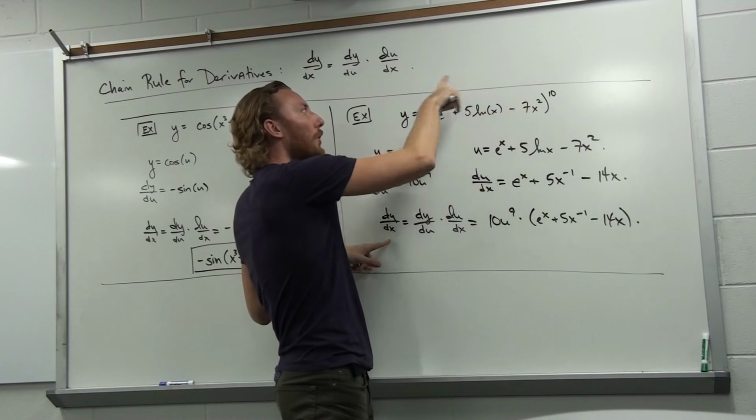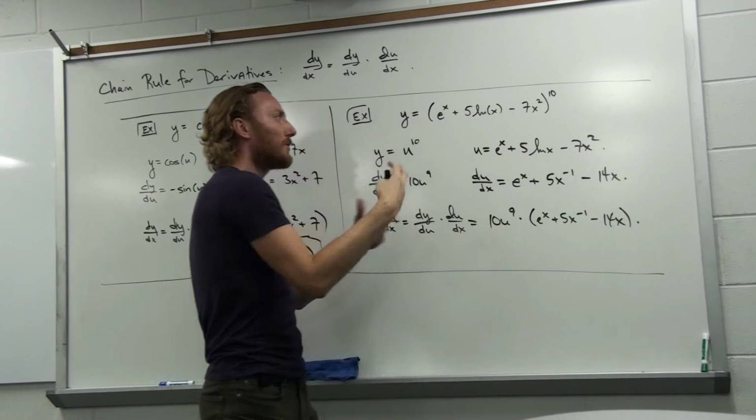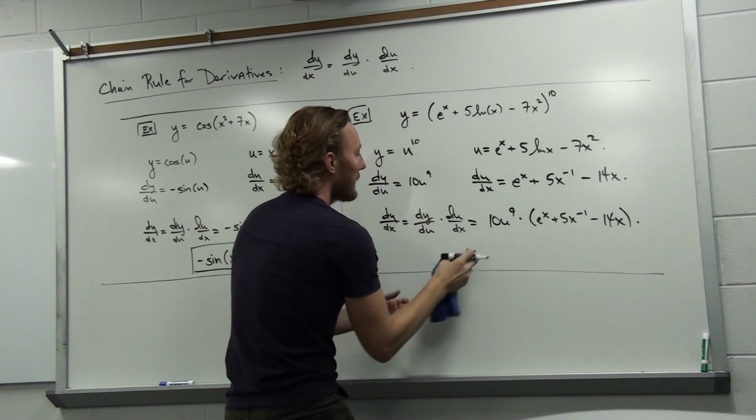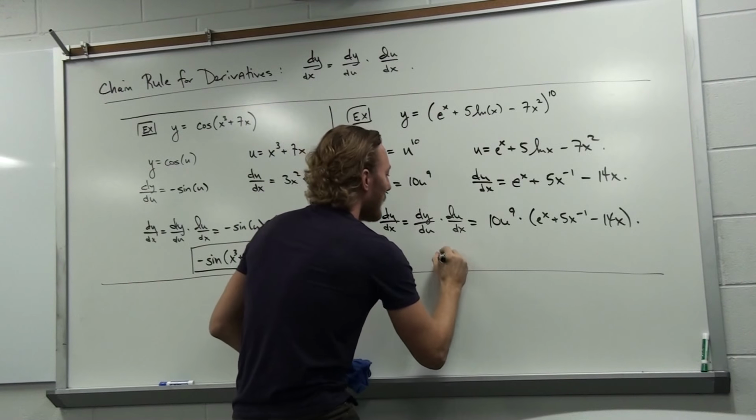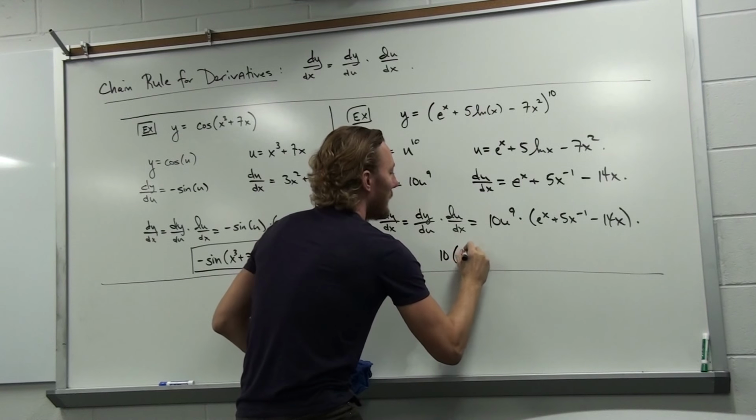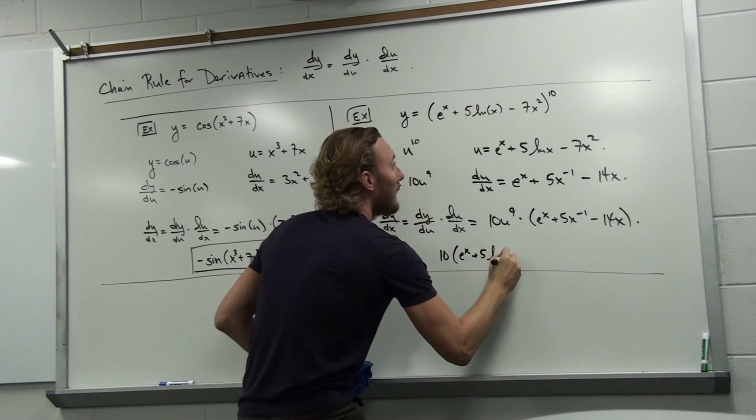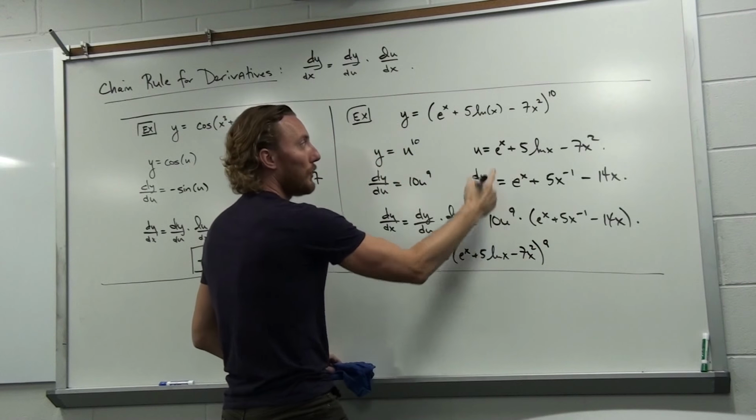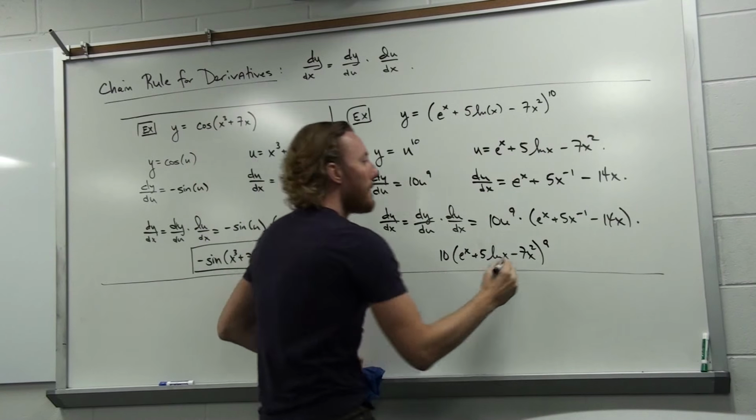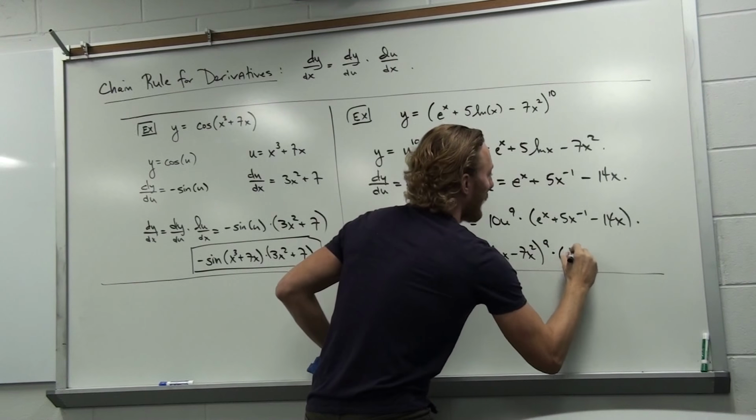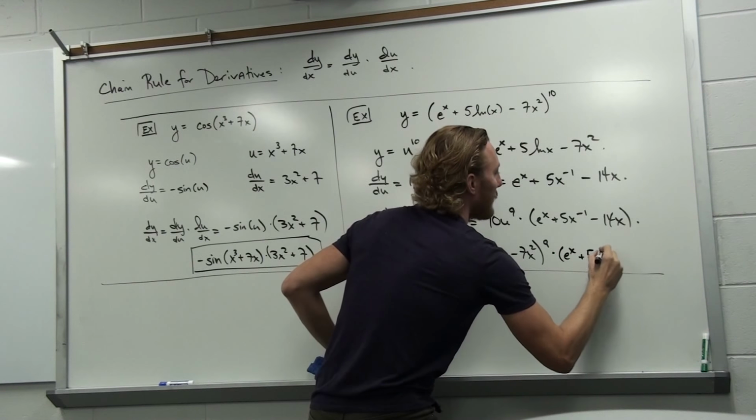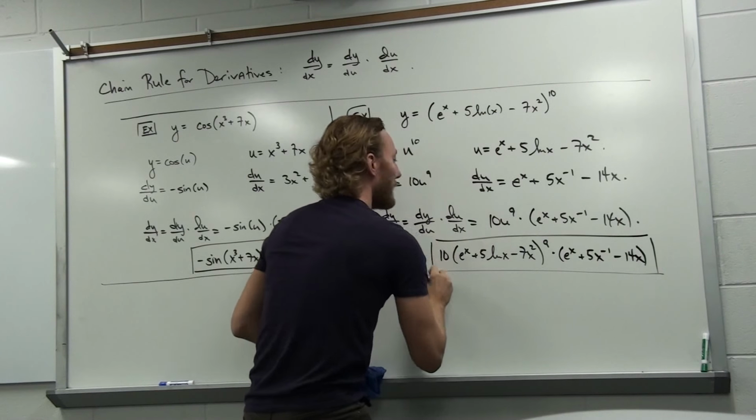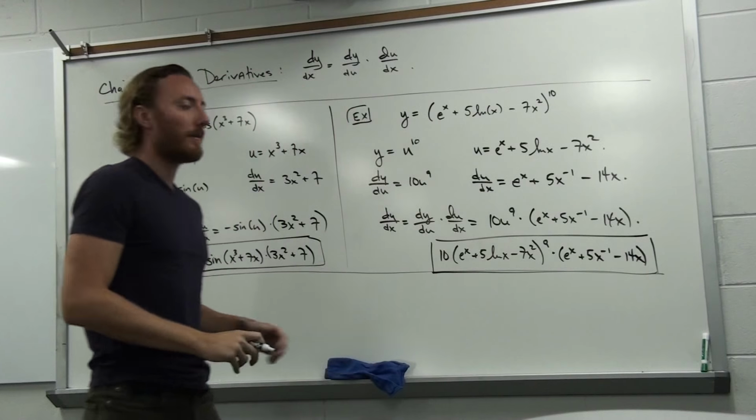Our original expression only involved x. This u was just there to help us along. So let's get the u back out of the expression. In other words, when we write our derivative, we'll have 10 times e to the x plus 5 ln x minus 7x squared, to the 9th. All we did here was replace u with what u was equal to. And then we multiply by that other factor that showed up, which was e to the x plus 5x to the minus 1 minus 14x. And this is now our derivative.